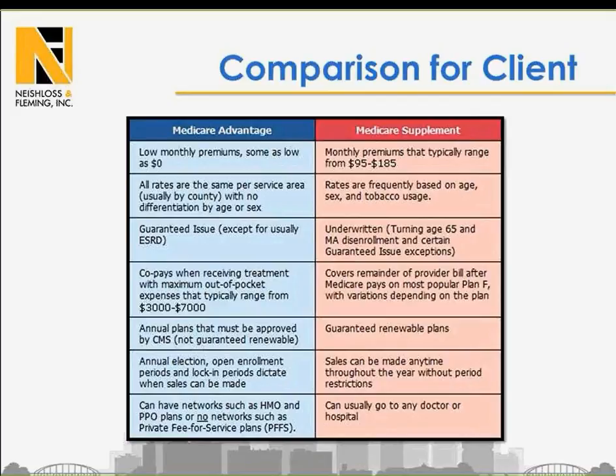The last one is probably going to be the most important. Medicare Advantage can have networks, such as an HMO and PPO. And then for Medicare Supplements, any doctor, any hospital that accepts Medicare, period. So from that, the client will clearly have made their own decision. They want to go for Medicare Advantage because they like that zero at the top. Or they might choose a Medicare Supplement because they like that it's guaranteed renewable and there's nothing to be paid later. That's their choice.